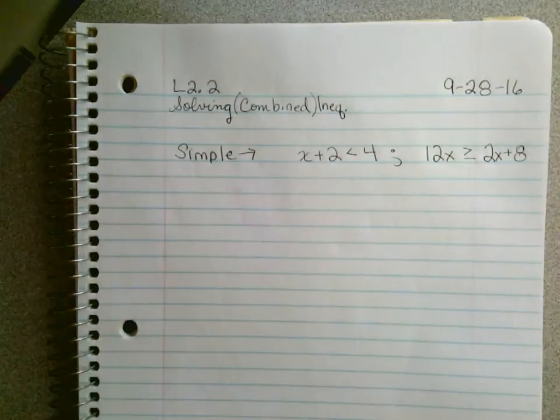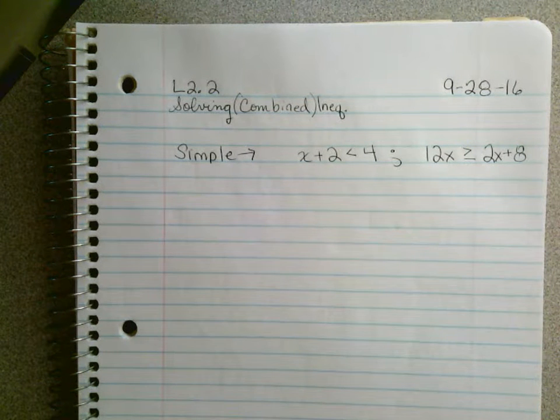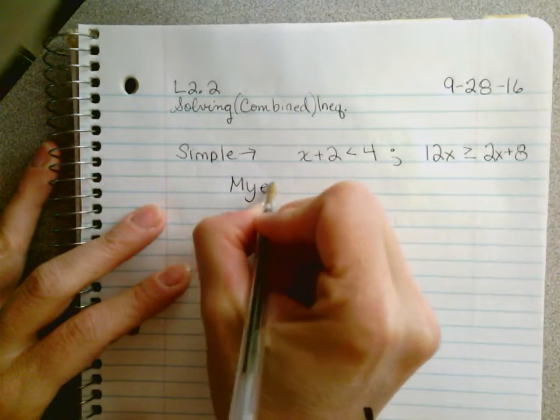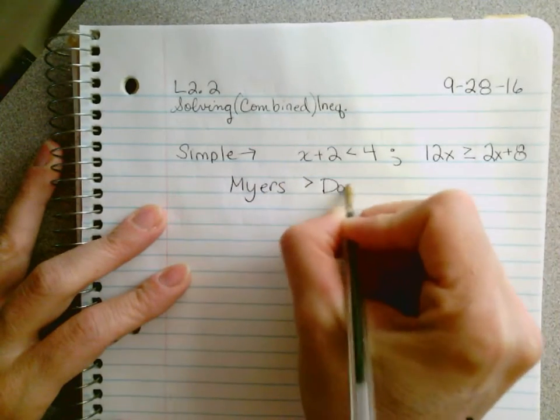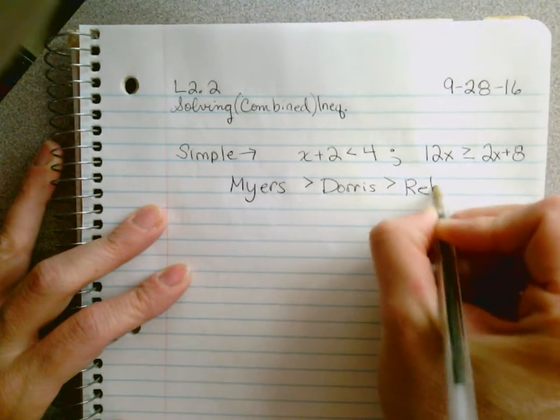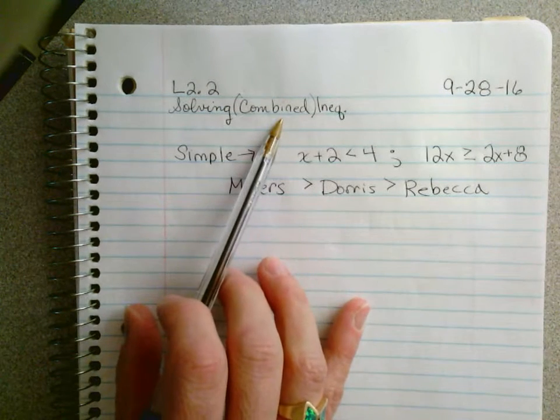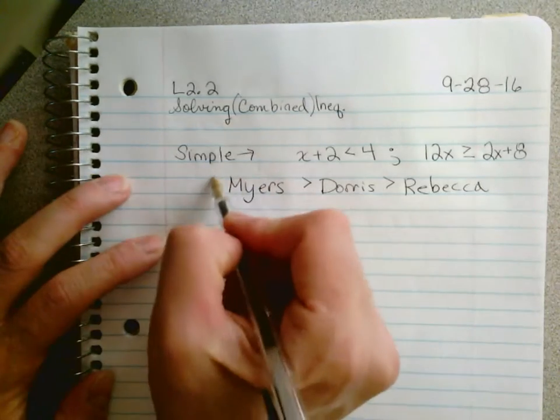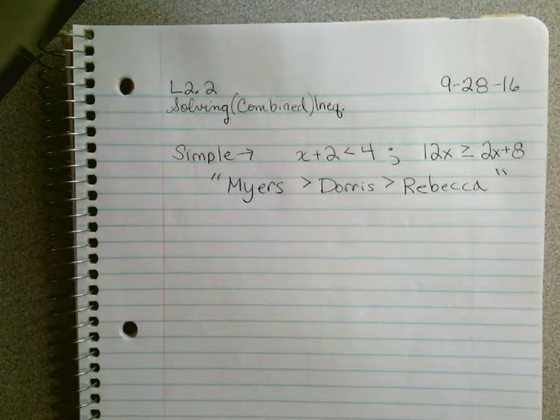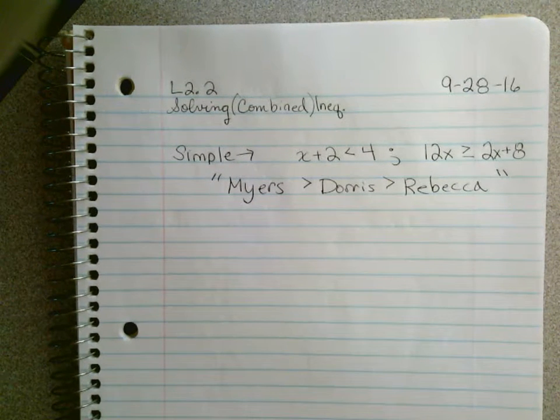Combined is slightly different. It's kind of like saying Mrs. Myers is older than Mrs. Doris, who is older than my daughter. That is a combined. Myers is older than Doris, who is older than Rebecca. This relationship is what a combined inequality looks like. It's when multiple things are being compared, and there's a couple of different types of comparisons that happen.